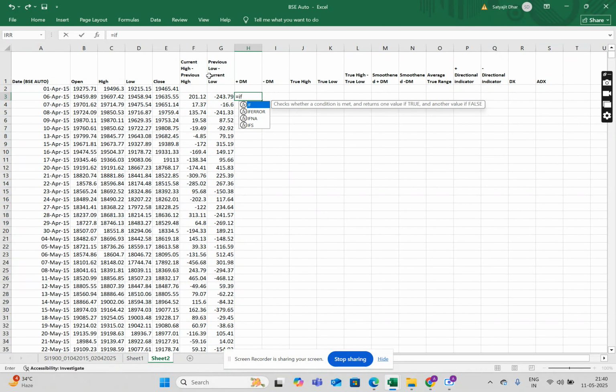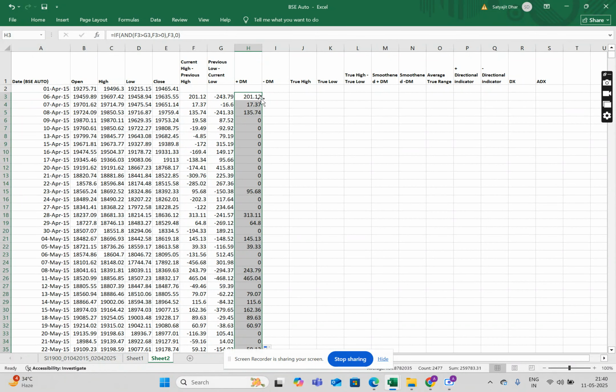How can we see that? We will write an IF function and then an AND function because we have two logical tests. The first is that current high minus previous high is more than previous low minus current low, and also current high minus previous high is positive, which is our second logical condition. Then we get this value itself, the current high minus previous high, and if not, we get a 0. So we have it here. Why 201.12? Because 201.12 is greater than minus 243.79 and 201.12 is positive.